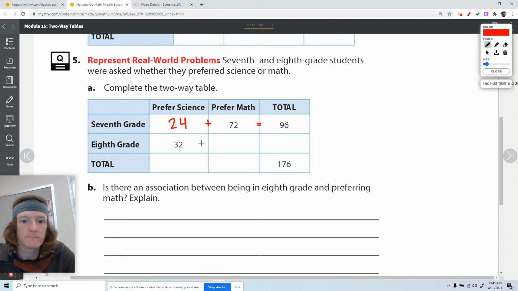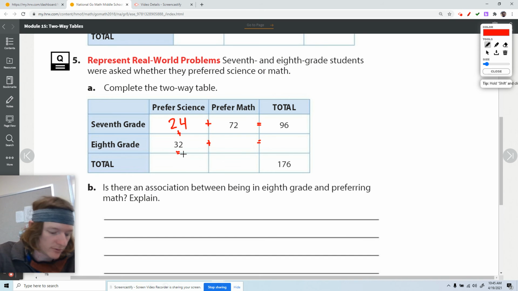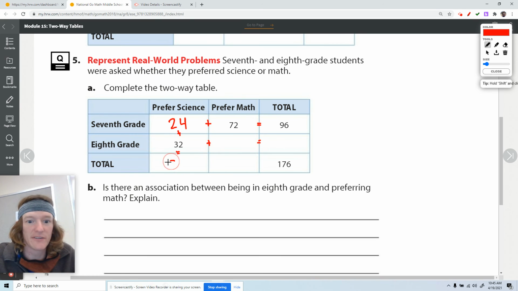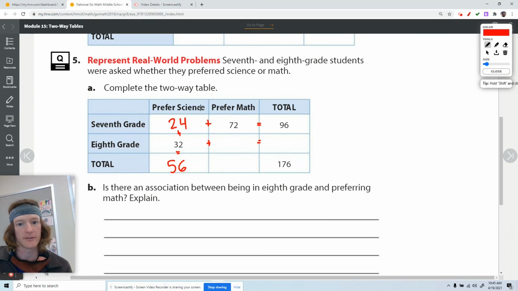8th grade, we have this number plus some number equals some number. We don't know that yet. We could fill in this blank over here. We could fill in this blank. Let's do the total number of people who prefer science. This is 24 plus 32. We get 56 people prefer science with 7th and 8th graders.